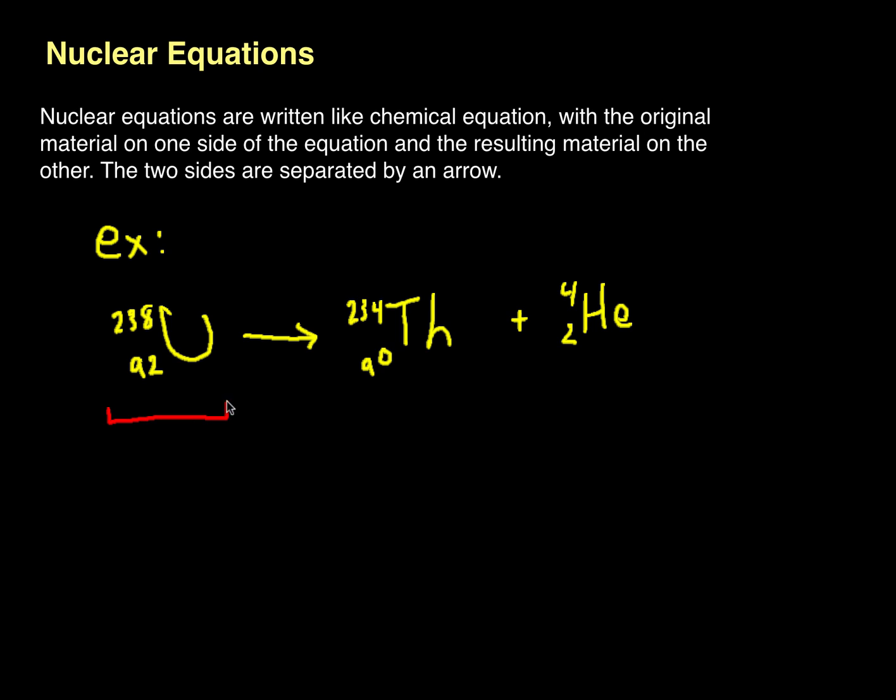Any nuclei on the left side of the equation are referred to as the parent nuclei. Any nuclei on the right side of the equation are referred to as the daughter nuclei because they're what the equation yields.